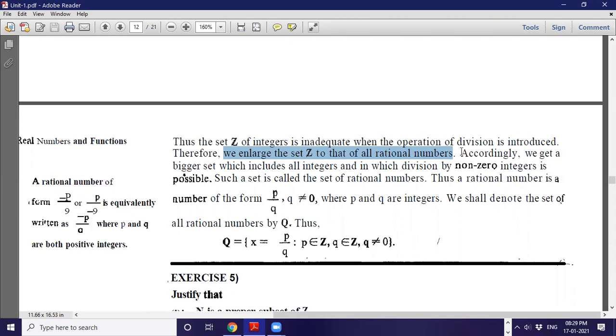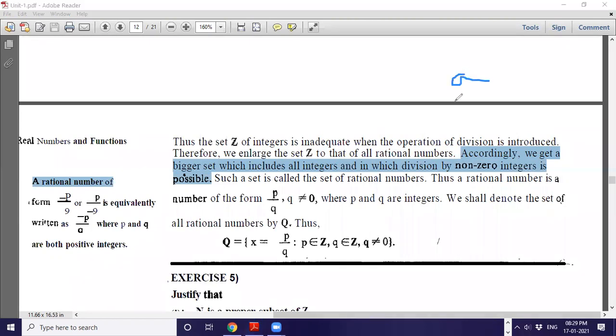Okay, so accordingly, we get a bigger set which includes all integers in which division by a non-zero integer is possible. And why am I saying non-zero? Because you know that while defining rational numbers, what I am using is a by b, where b is not equal to 0. So no doubt this rational number set is bigger in comparison to Z, right? Thus, a rational number is a number of the form p by q where q is not equal to 0 and p and q are integers.